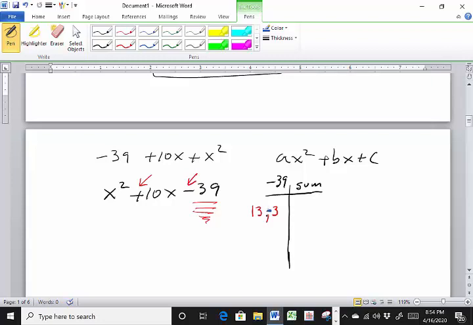So what's 13 added to a minus 3? Well, that's actually 10. Okay, and we don't need to go any further because here we have the 10 and we have the 10 right there. Okay?